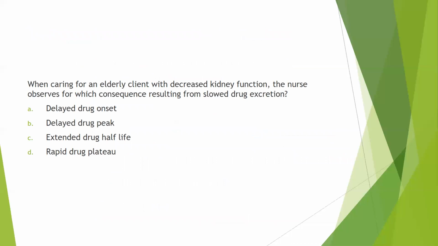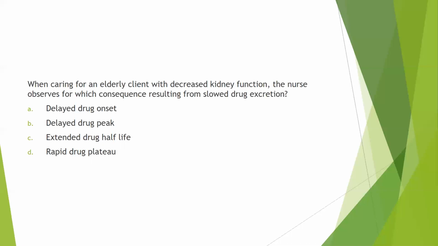So here's a question. When caring for an elderly client with decreased kidney function, the nurse observes for which consequence resulting from slow drug excretion: a delayed drug onset, a delayed drug peak, an extended drug half-life, or a rapid drug plateau. So if we look at this question, the patient is elderly, they have decreased kidney function, then that leads to slow drug excretion.